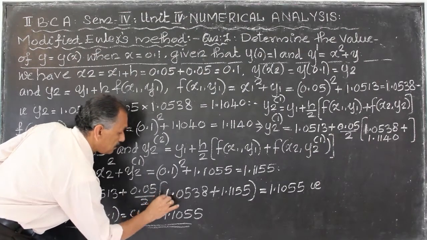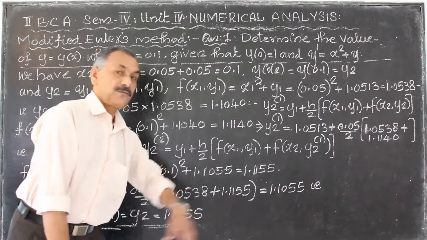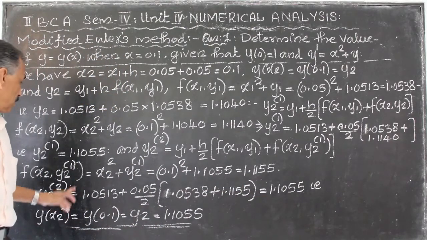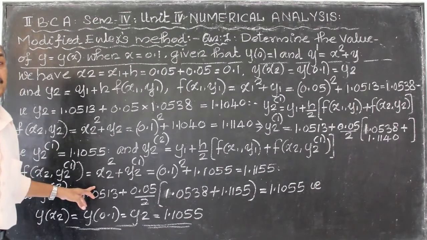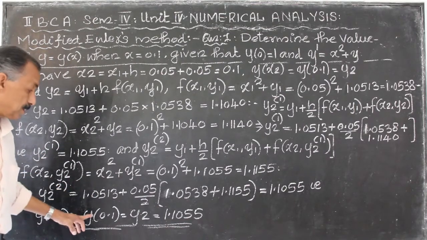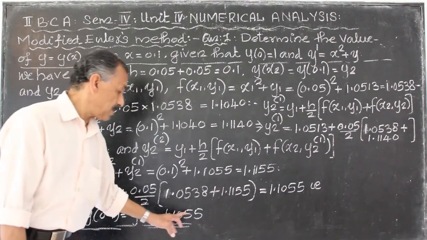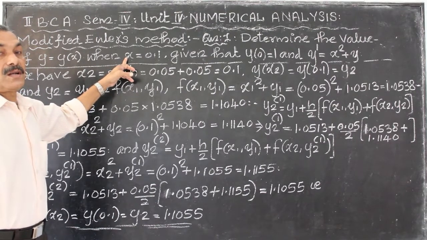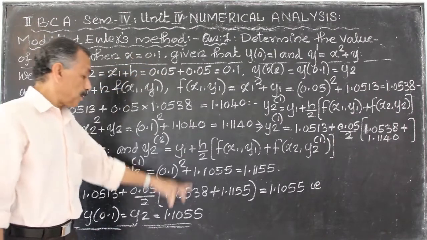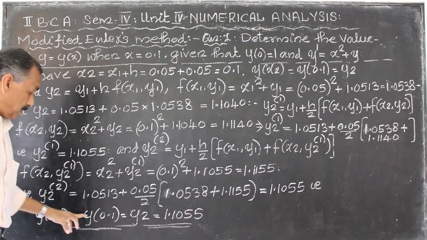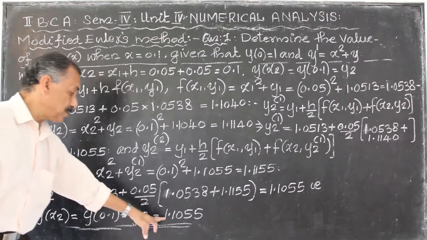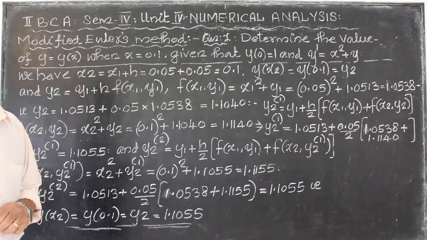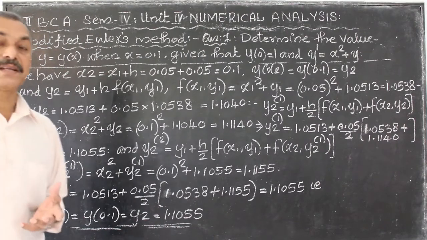1.0538 plus 1.1155, that is 1.1055. That is y22. So y of x2 is equal to y2, which is 1.1055. The value of the solution y of x at x is equal to 0.1 is y of x2, which is y of 0.1, equal to y2, equal to 1.1055. That is the first iteration.